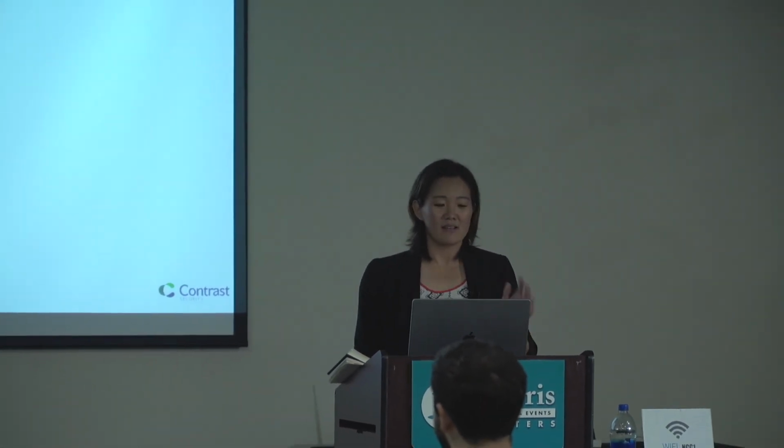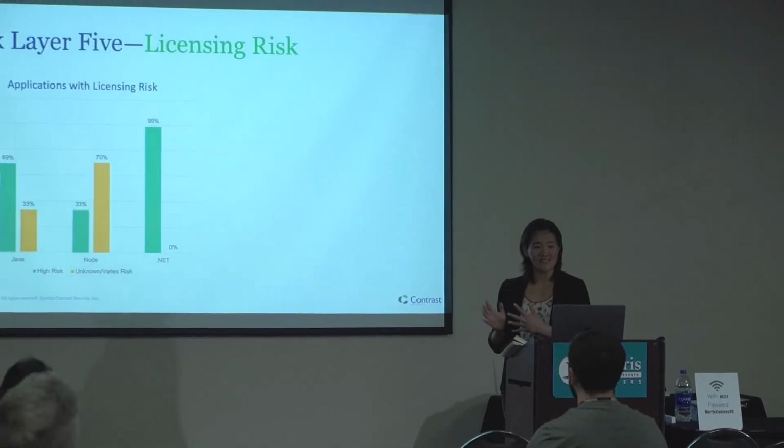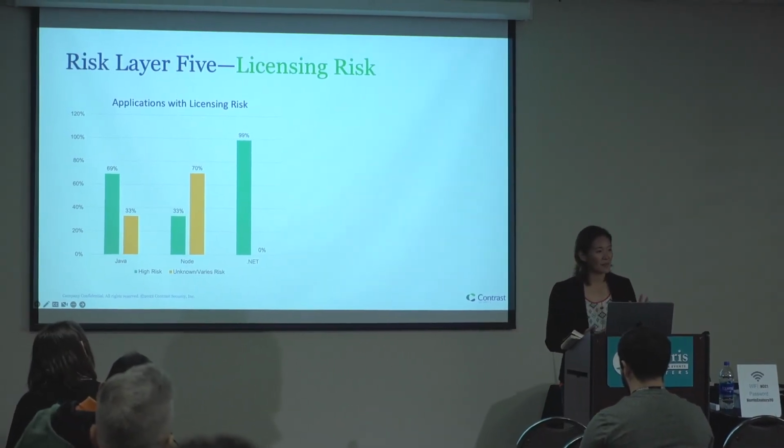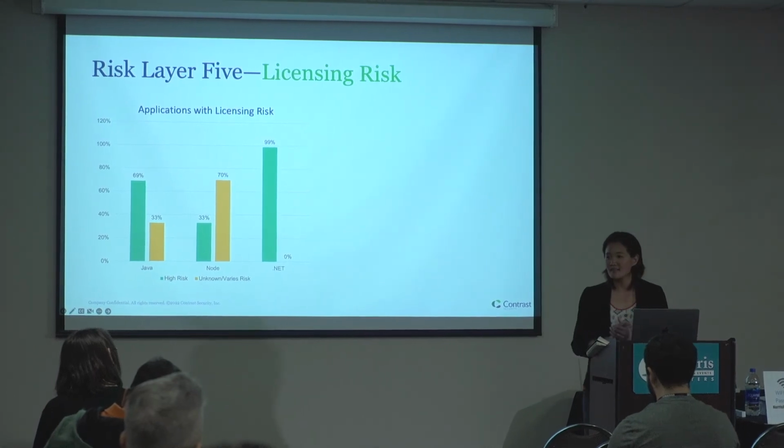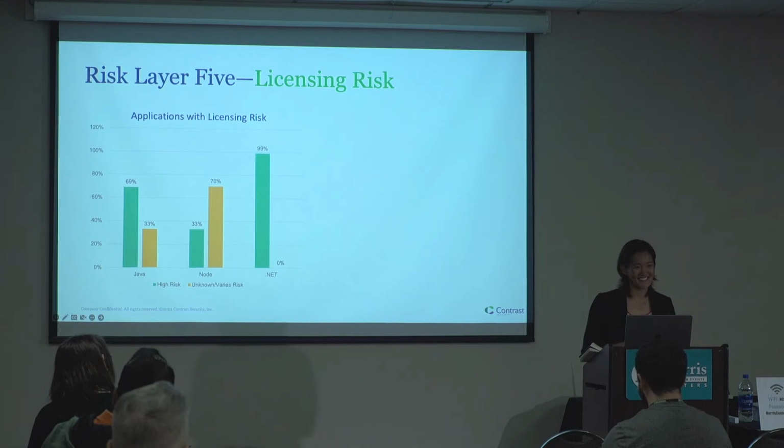Here's the last one that I'm going to tell you about. Licensing risk. Not really a security risk here, but still a risk to your business. Most recently, there's a company called Appian. They're a no-code, low-code kind of thing. Anybody heard of them? Me neither. It's all good. Oh, you, Adam.